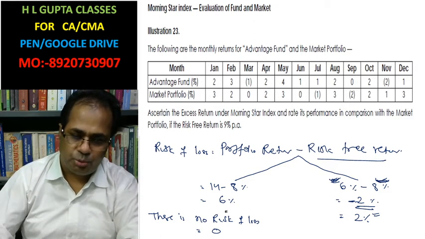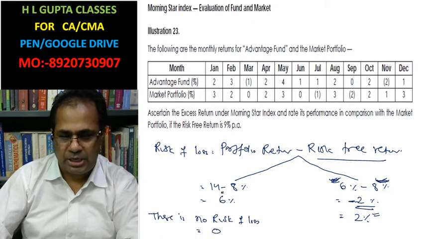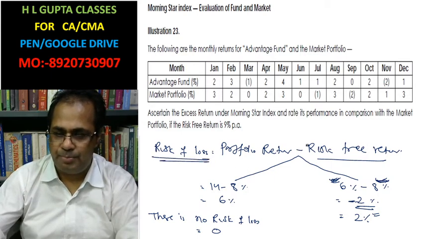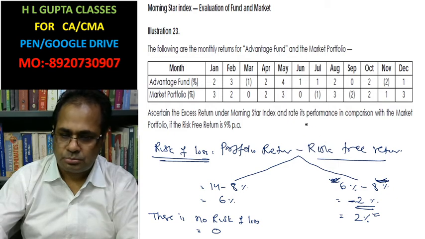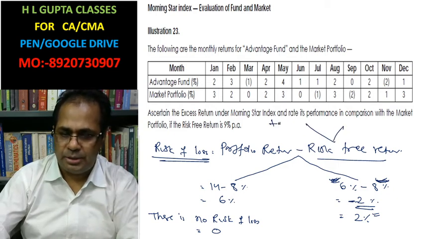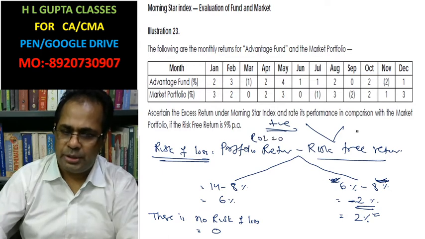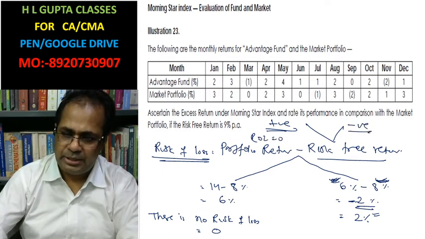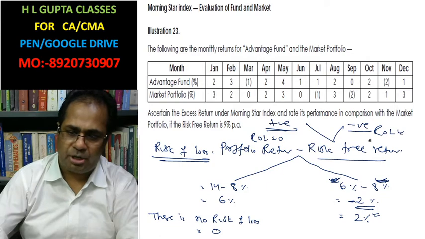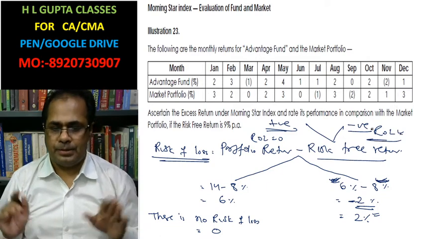In the case of positive, there may be two cases. In the case of positive, risk of loss is 0. In the case of negative, risk of loss is taken by the numerical value. Okay, this is the Morningstar.